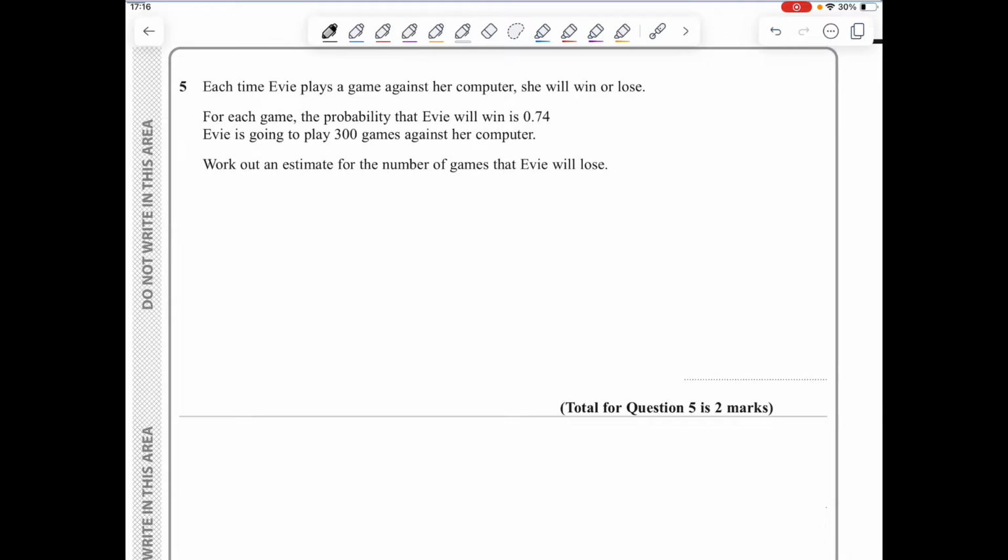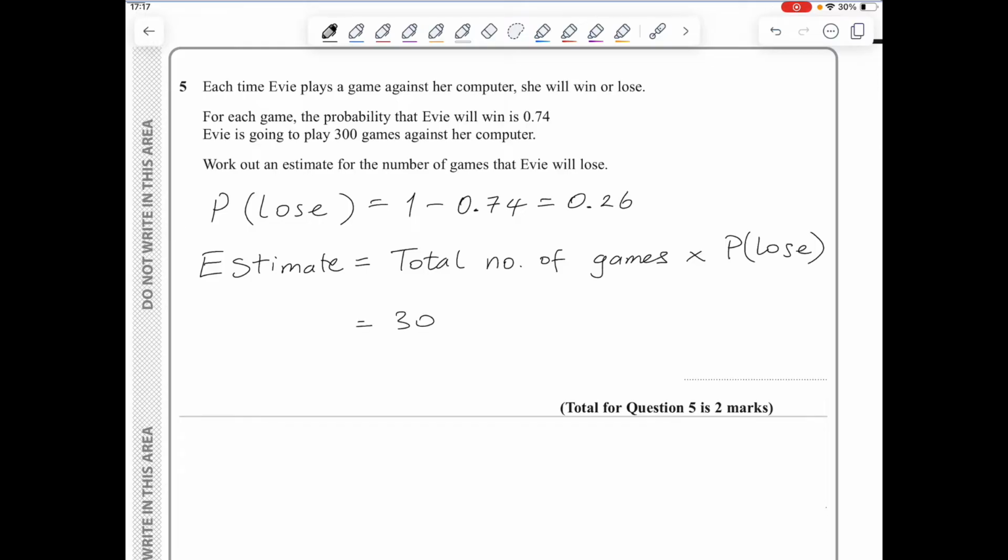For question 5, let's start by finding the probability of losing, which is 1 minus the probability of winning, and this will come out to be 0.26. Now this is the probability of losing any given game. Evie is going to play 300 games. The estimate for the number of games that Evie will lose is equal to the total number of games times the probability of losing. Hence, I have 300 times 0.26, which comes out to be 78 games.